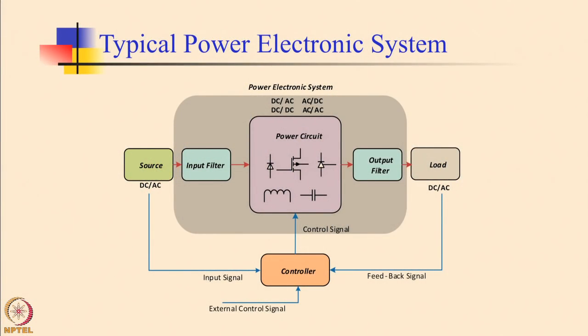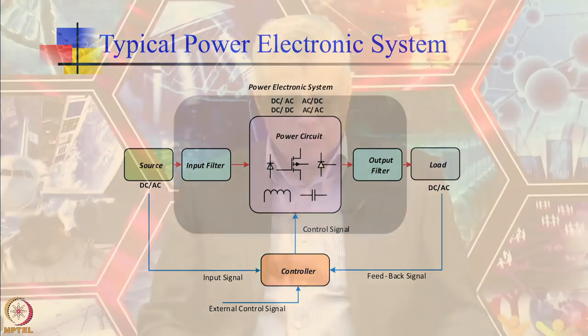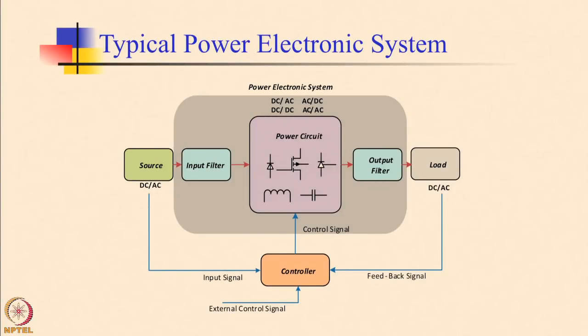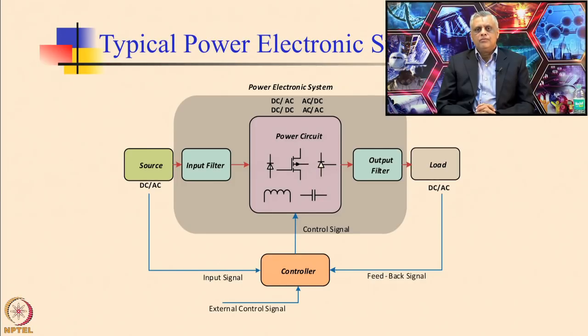Now, very briefly, though we will come to this point again, we will just see what a typical power electronic circuit looks like. So here is a typical power electronics system. What you see at the heart, or at the center, of the system is a power converter. As we've seen before, it is able to change the form of electricity. So you can see that it mentions DC to AC, AC to DC, DC to DC, and AC to AC. These are the various forms which the power converter is able to convert.